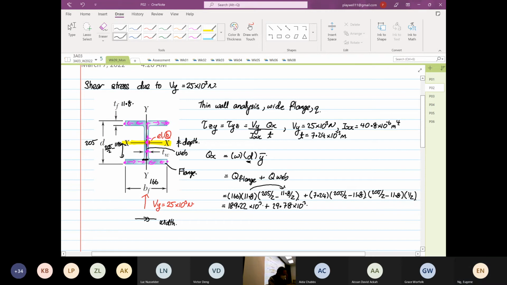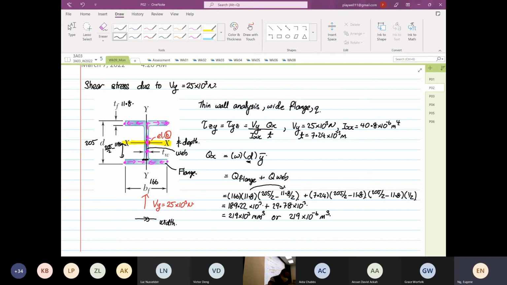Let me do it again. Squared, 0.5 times 7.24. Yep. So this will be equal to 189.22 times 10 to the power 3 plus 29.78 times 10 to the power 3, which is 219 times 10 to the power 3 millimeter cube, or 219 times 10 to the power minus 6 meter cube. I don't know whether it is right or wrong. Let me check. Yep. Okay.